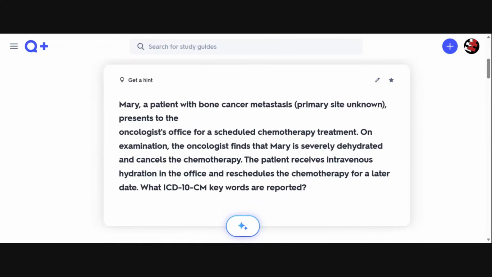So what keywords are we going to be focused on in this scenario? Let me know in the chat. I'll give you guys a few seconds.